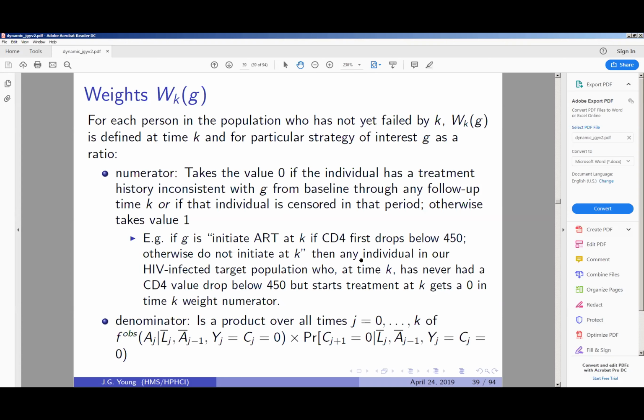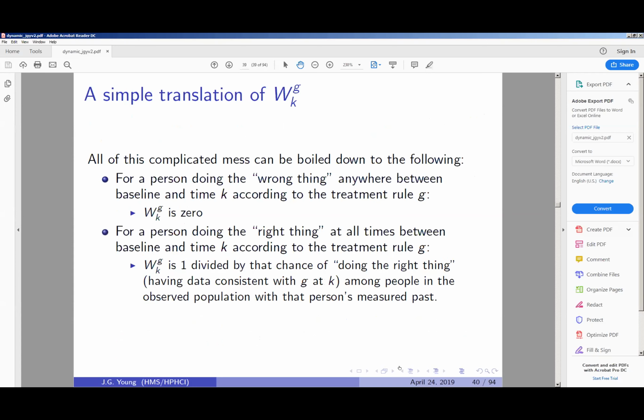And the denominator of WKG is a product over all times from baseline to time K. So remember, WKG is different for each K. It's going to be the product from baseline all the way to the current time K of that observed treatment density that we just talked about, times the probability of remaining uncensored given the measured path. So really we can think about this together as the probability of adhering to the intervention through time K given that individual's measured path.